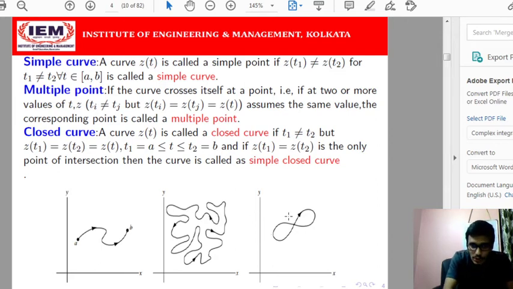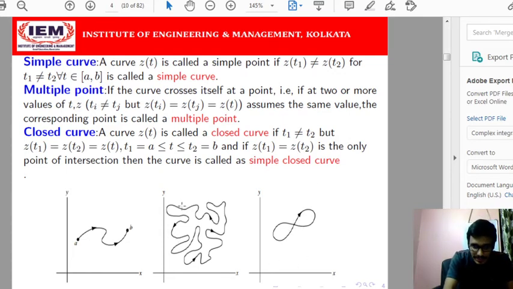But in between these two, that is called a closed curve, and that is not a simple closed curve. Why? Because there is a multiple point. Apart from the initial and terminal point, there is one more multiple point in that curve, and the curve is closed. So that is not a simple closed curve.